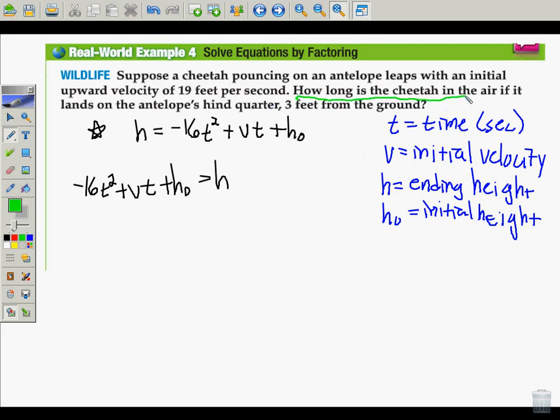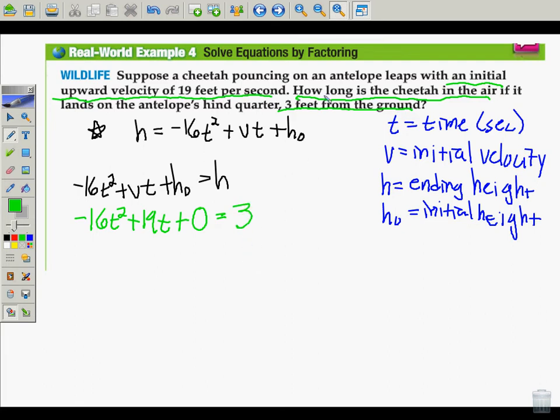So we'd have negative 16 t squared plus v is my initial velocity. We have an initial upward velocity of 19 feet per second. So plus 19t plus my initial height. Okay, it's pouncing from the ground, so that height of the ground is actually going to be 0. That's going to equal the height I want to end at, and we're ending 3 feet from the ground because we're landing on the antelope.